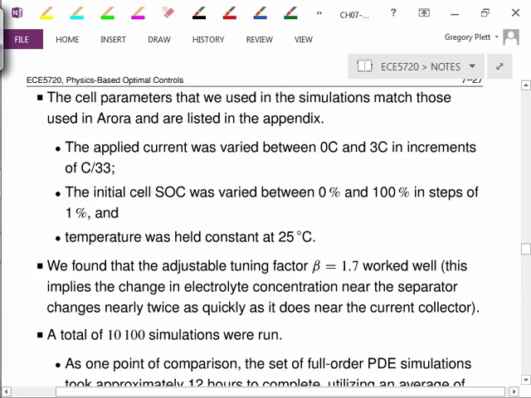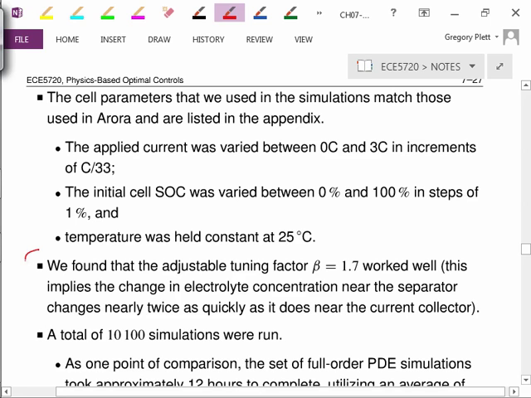The cell parameters that we used in the simulation are listed in the appendix to this chapter. They match the ones used by Aurora in the original paper on lithium deposition. The applied current to the cell was varied between 0C and 3C in increments of C over 33, and the initial cell state of charge was varied between 0% and 100% in steps of 1%. Temperature was held constant at 25 degrees.